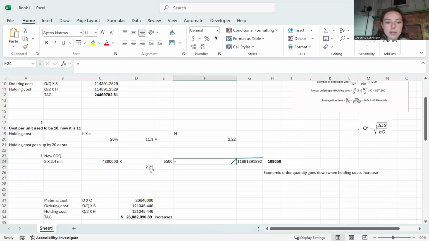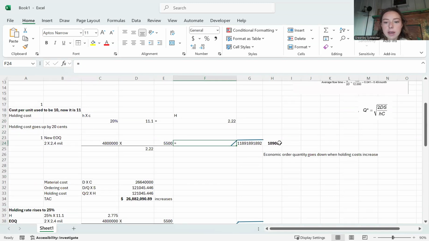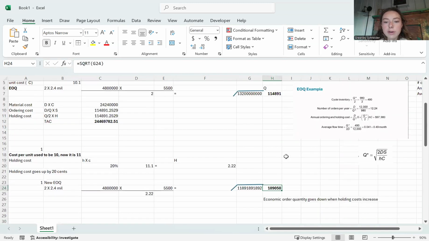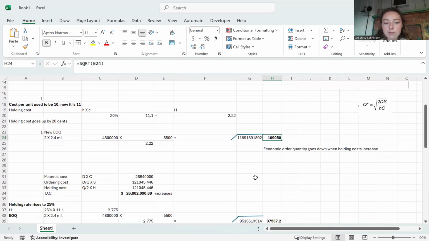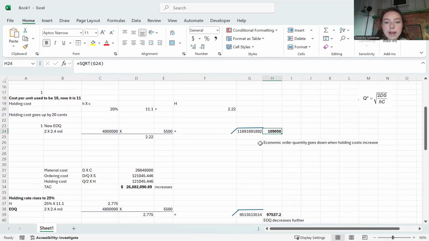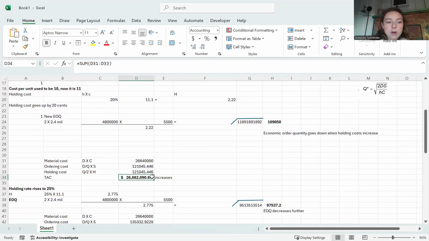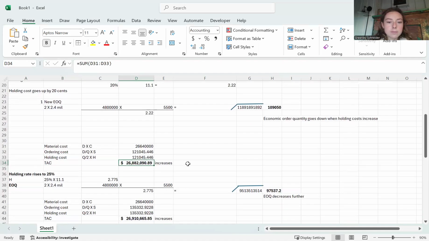So I embedded that in the formula and it gave us an economic order quantity of 109,000. So it has decreased from our first example, but it had an inverse effect on our total annual cost, which is just our material cost, ordering cost, and holding cost altogether, which increased now to $27 million.